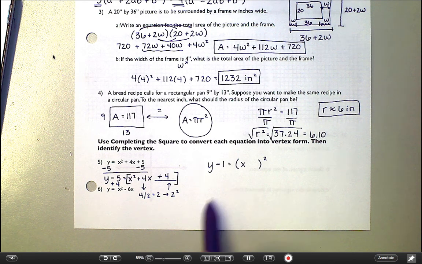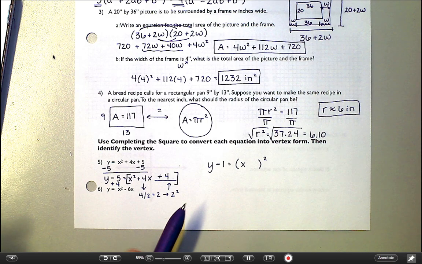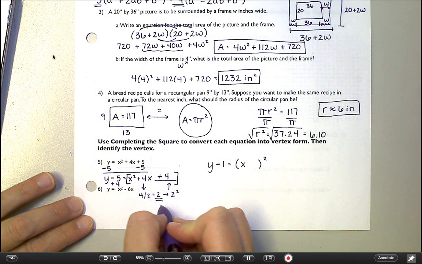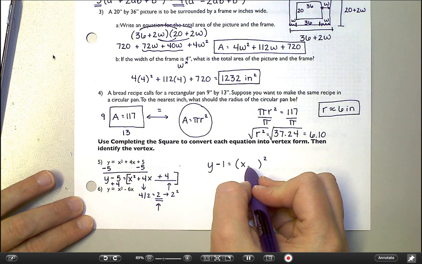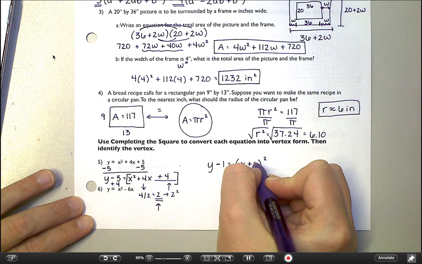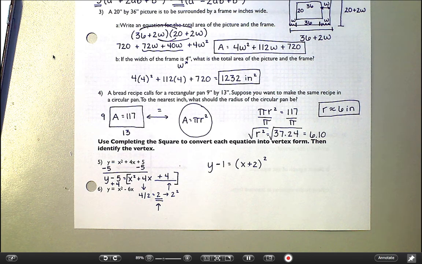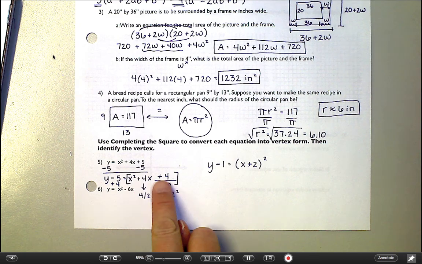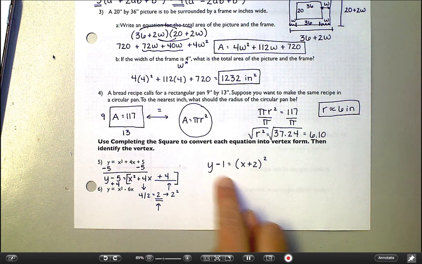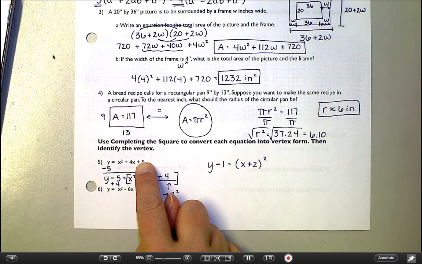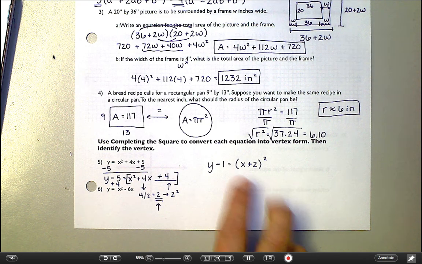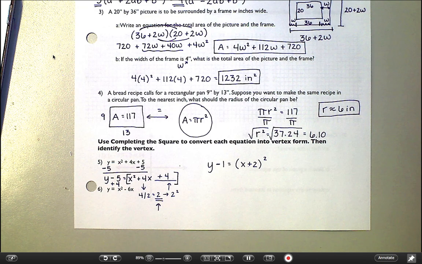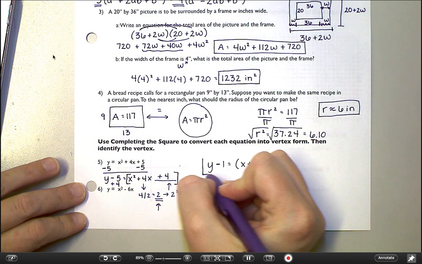And remember, we've just talked about how for right now, the best way we know to do this is just to steal this number right here. This is the number that's going to end up inside my parentheses. So this would be an x plus 2 squared. And if you foiled this back out, you would get x squared plus 4x plus 4. Then if you move the 1 over to the other side, you would get back to the 5. So that's a quick check that this would in fact turn back into the original equation. But this is now in vertex form.